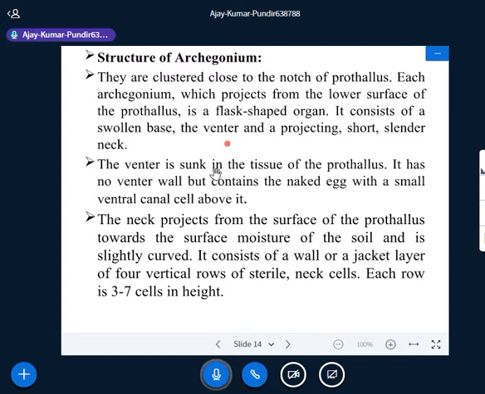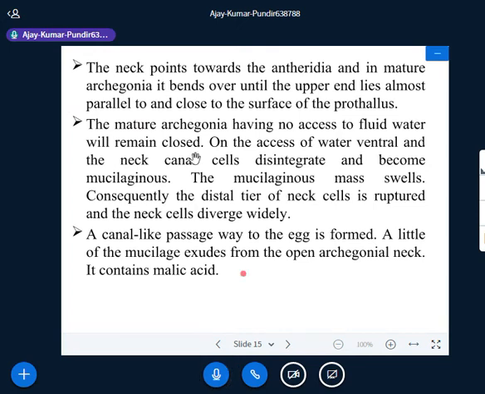I have discussed with you. The neck projects from the surface of the prothallus toward the surface moisture of the soil, and it is slightly covered. It is made of jacket cells and neck canal cells. ये सब मैंने आपको बता दिया ढंग से.